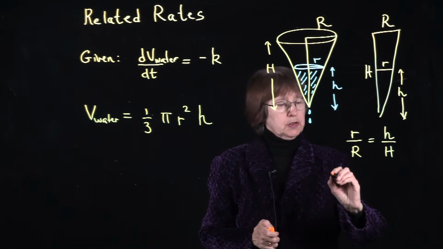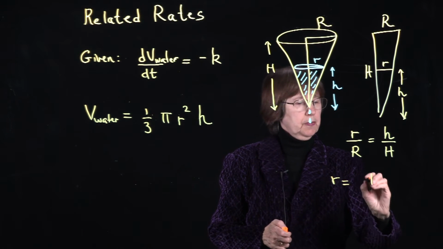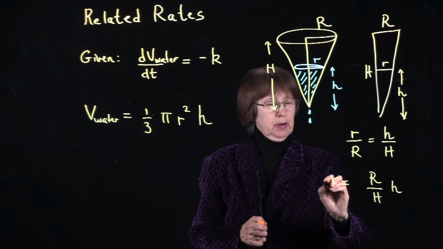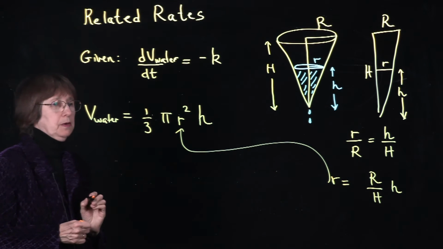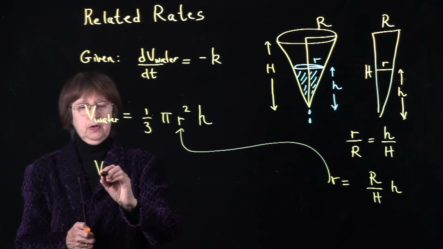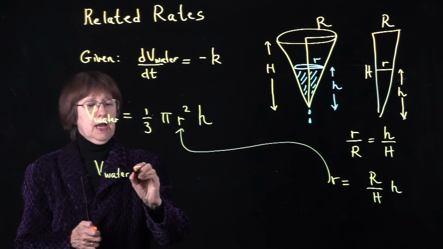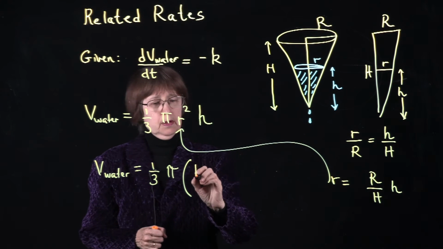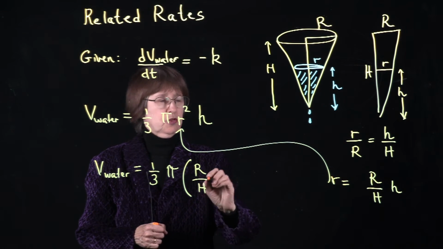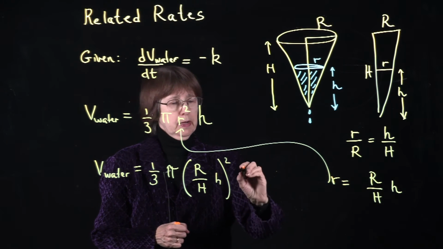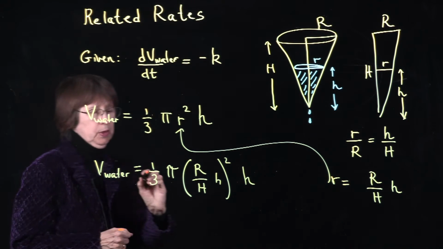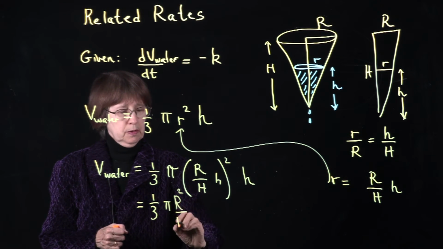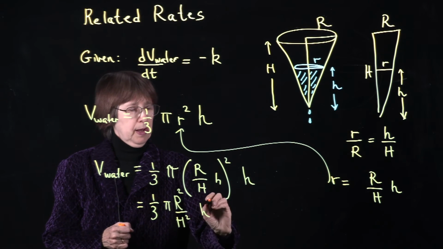In fact, let's use this to write r is equal to capital R over capital H times little h. And let's go ahead and plug this in for the radius right here. And when we do so, then the volume of the water can be expressed as 1/3 pi multiplied by the quantity capital R over capital H times little h all squared and another factor of h outside. We can restate this whole thing as 1/3 pi capital R squared over capital H squared multiplied by little h cubed.